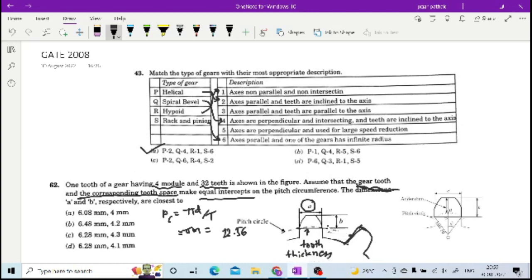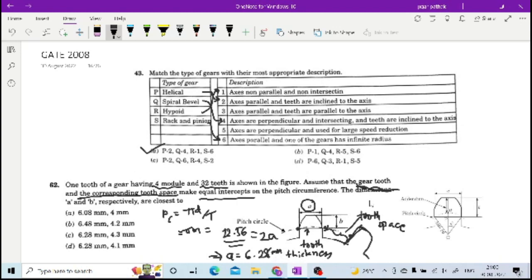and here this is tooth space, from here to here. This is tooth space. So both are the same, right? Here as it is A, this is also A, and what you have calculated is the distance from here to here. So actually this 12.56 is nothing but 2A, right? So if 12.56 is 2A, then your A will be 6.28, right? So A you have calculated.